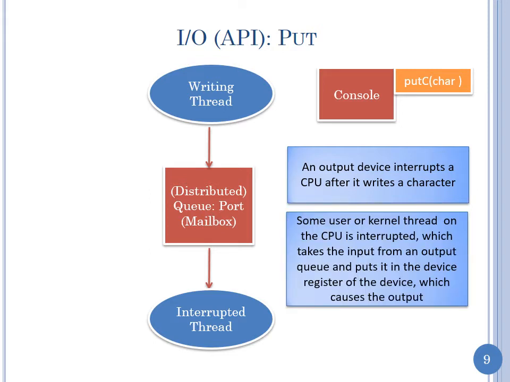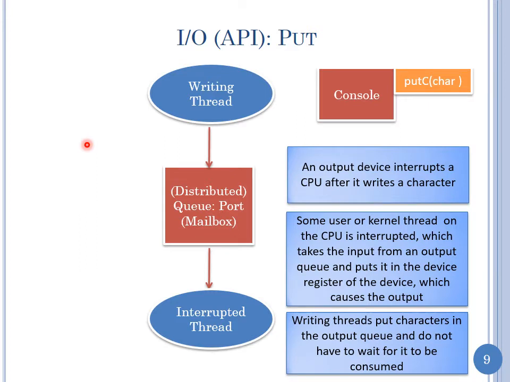After each output interrupt, some user or kernel thread on the CPU is interrupted, which takes the output from the output queue and puts it in the device register of the device, which causes the output. So I've used some familiar terms like CPU, which you should all be comfortable with. And I've used some terms that those of you who've not done operating systems, or even those of you who have, might feel a little uncomfortable with.